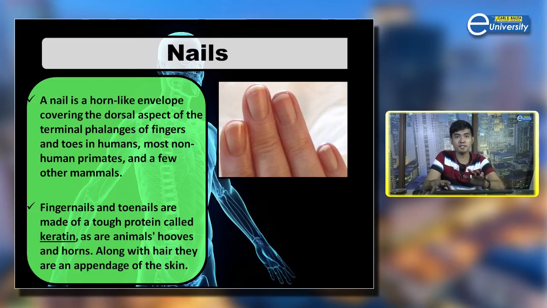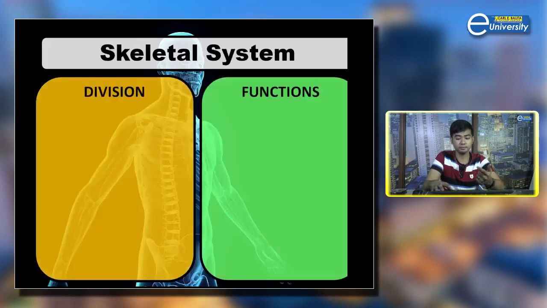The main function of the nail is to protect the surface of the phalanges, or the digits of our fingers, and of course to add adhesion for our hands. Those are the main components of the integumentary system. We have the hair, the nail, and the skin.